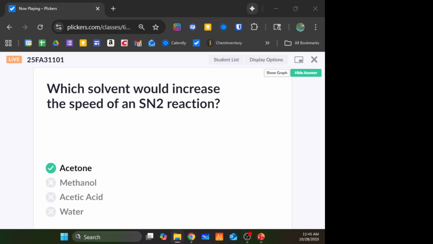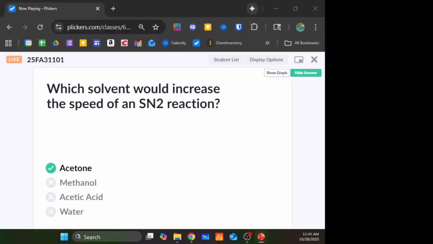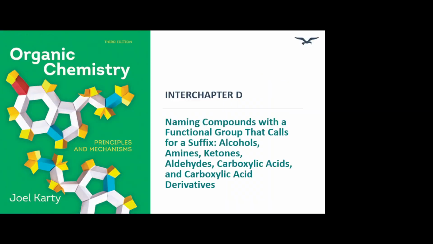Okay. All right. Now our ID. Enter chapter D. So this is going to be that last bit of naming that we're going to work on. And so we're going to get the suffixes now.